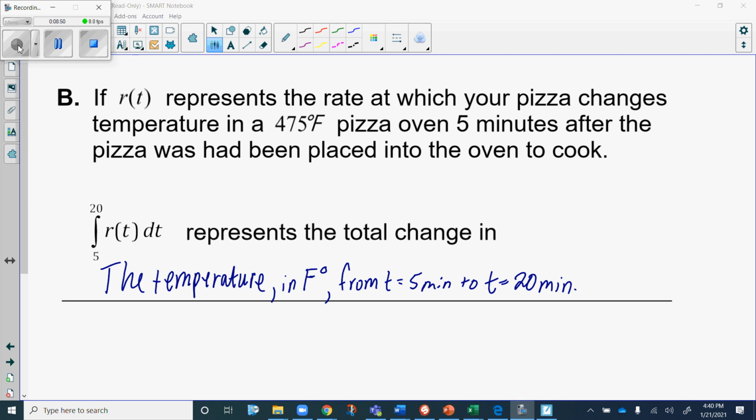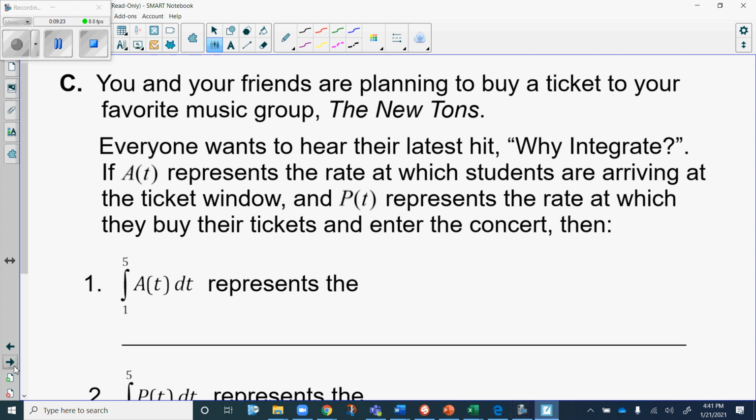Okay, so here we go. If R of t represents the rate at which your pizza changes in a 475 degree pizza oven, degrees Fahrenheit, 5 minutes after the pizza has been placed into the oven to cook, what is this definite integral telling us? Well, in this case, it would represent the temperature in degrees Fahrenheit while it's in the oven from the time 5 minutes after you placed it in to 20 minutes after you placed it in the oven. And that's what we are going to be looking at for that one.